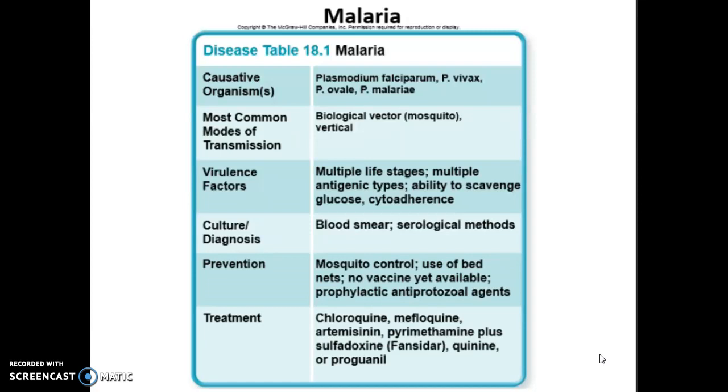How do you diagnose it? You can actually look at a blood smear. Alright, just draw red blood cells out and look at them on a microscope, and you can see the organism inside the red blood cells. It's actually how large they can be. And then prevention is going to be mosquito control, really.